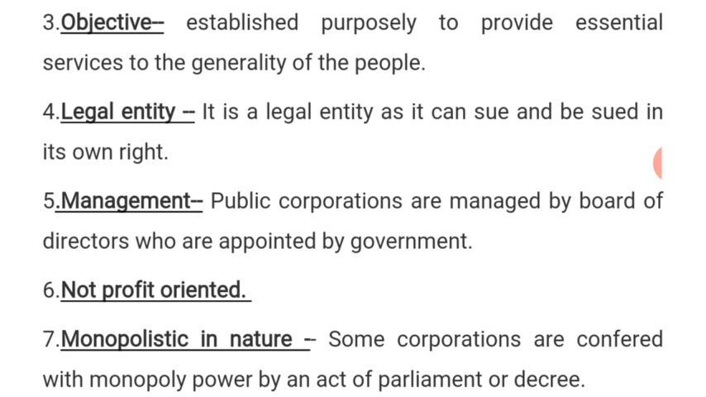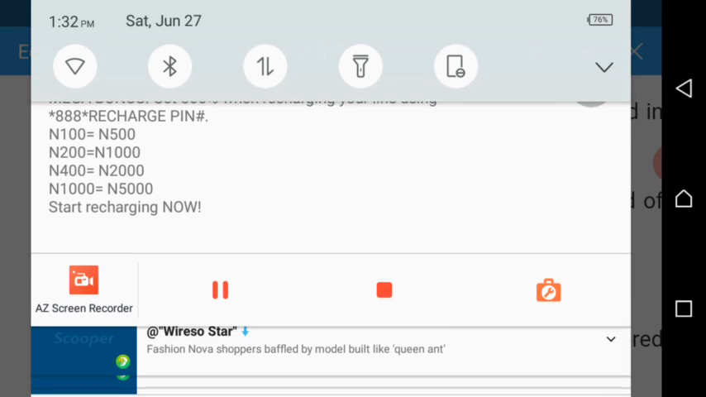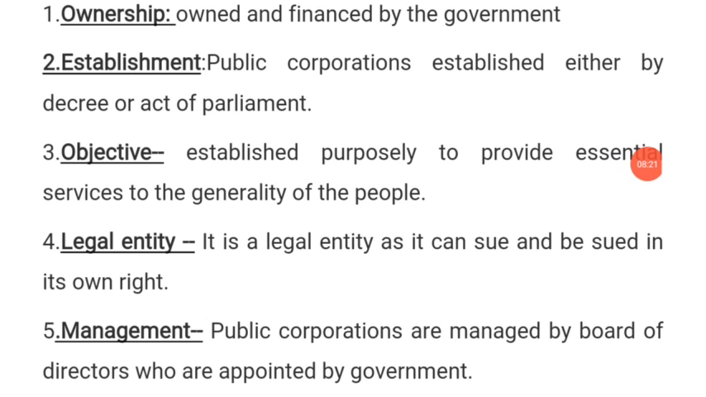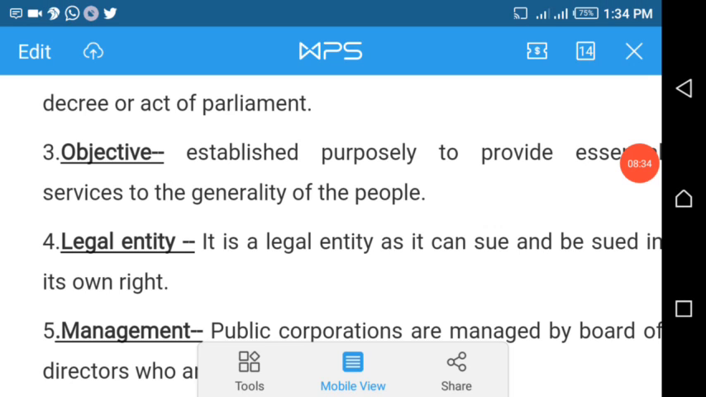Number four, legal entity. A public corporation is a legal entity as it can sue and be sued in its own right. That is, when anyone does wrong to the business, the public corporation can sue that company or individual. And also, a public corporation can be sued if it has done anything wrong in the society.